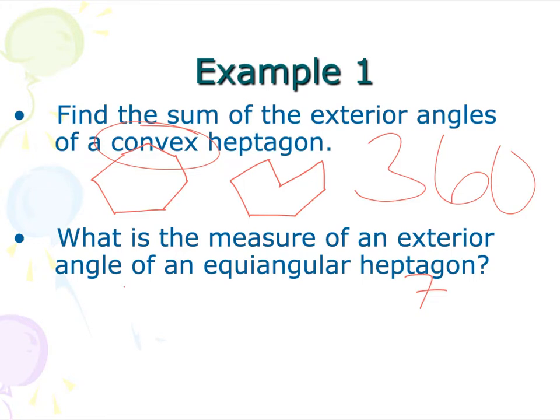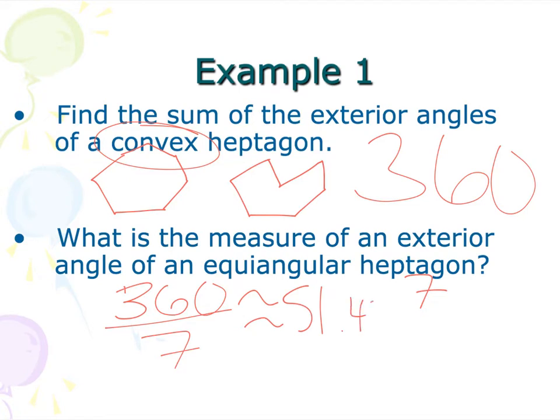So we'll do 360 divided by 7. And we pop that in our calculator. This is not a nice number. It is 51.428, so 51.43. That's how many degrees each exterior angle is of that equiangular heptagon.